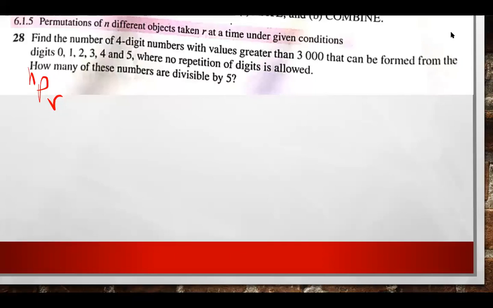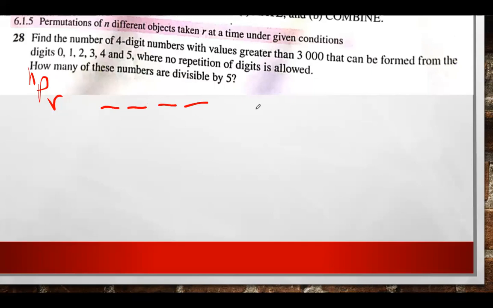Okay, so now we're taking a look at this question now, question number 28. Find the number of 4-digit numbers with values greater than 3,000. Okay, so if there are 4-digit numbers, let us first set the placing. Place number 1, place number 2, place number 3, place number 4. 4 digits. Okay, tapi kita ada berapa huruf? Kita ada 5 huruf.